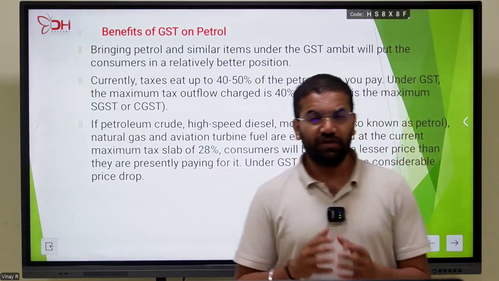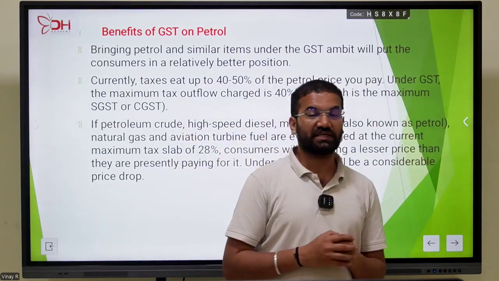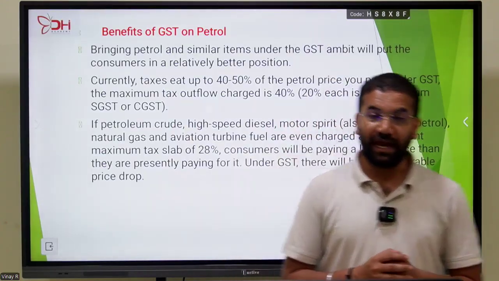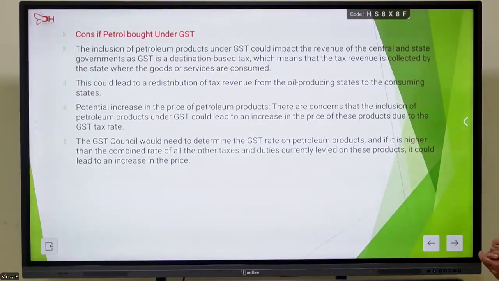Let us take an example. If the taxes now levied are 50 rupees, and it is brought under GST, it will come back to 28%, which will be less than half of the current tax levied.